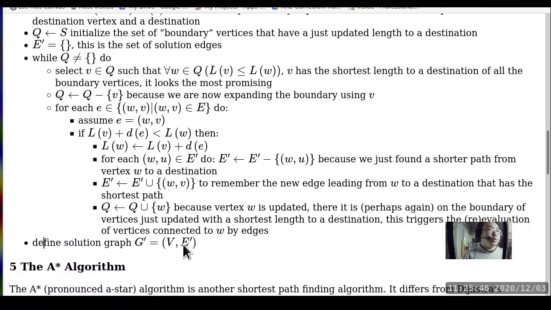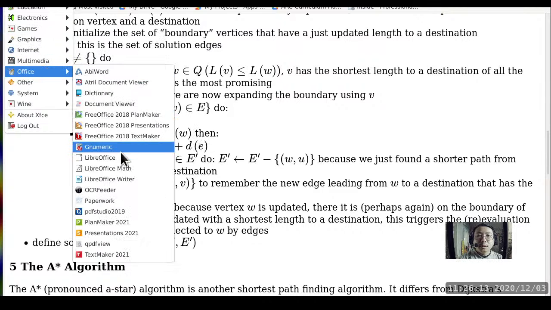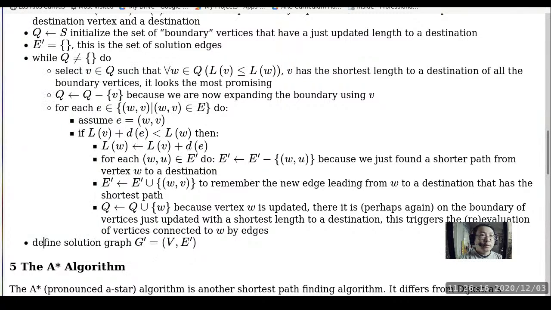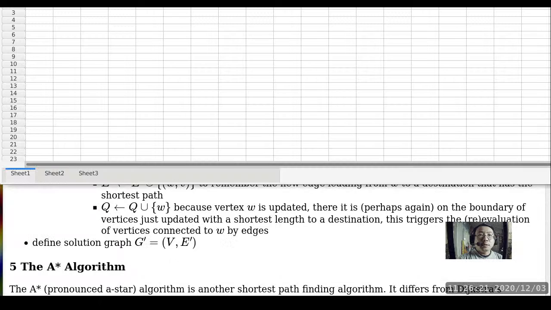So that's an overview of the algorithm. We have about 25 minutes left, so I think we have enough time to trace it. But I have to think about how to get the trace represented, and I think a spreadsheet is probably the best way to do it. So we'll go ahead and use a spreadsheet. So let's go to G numeric. All right.